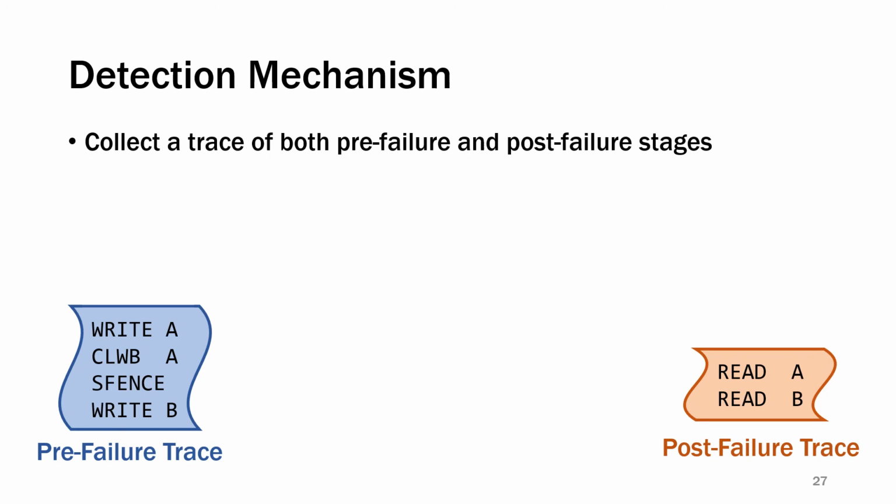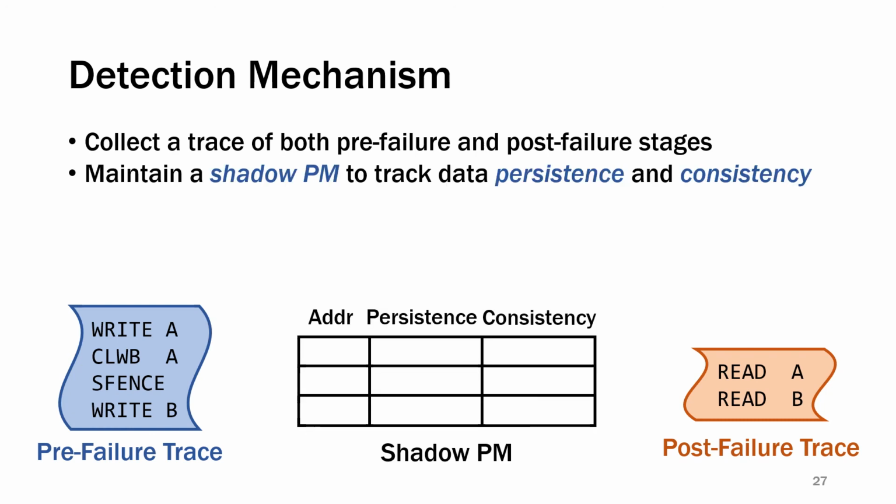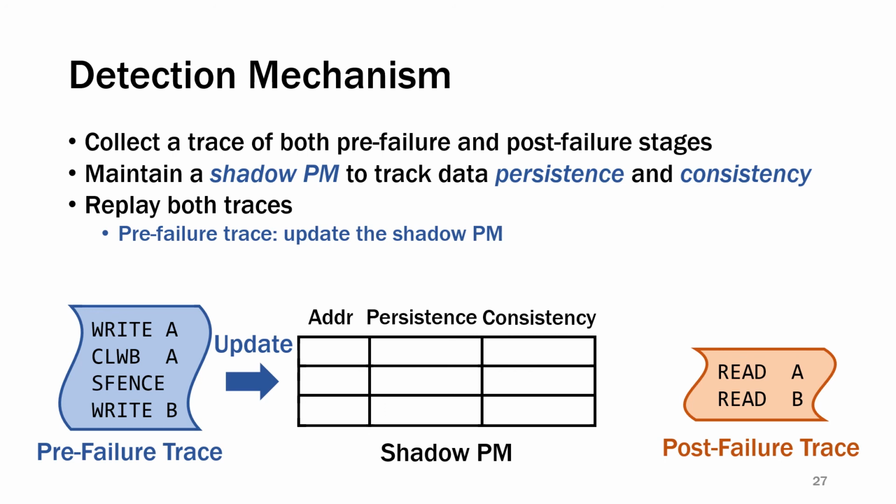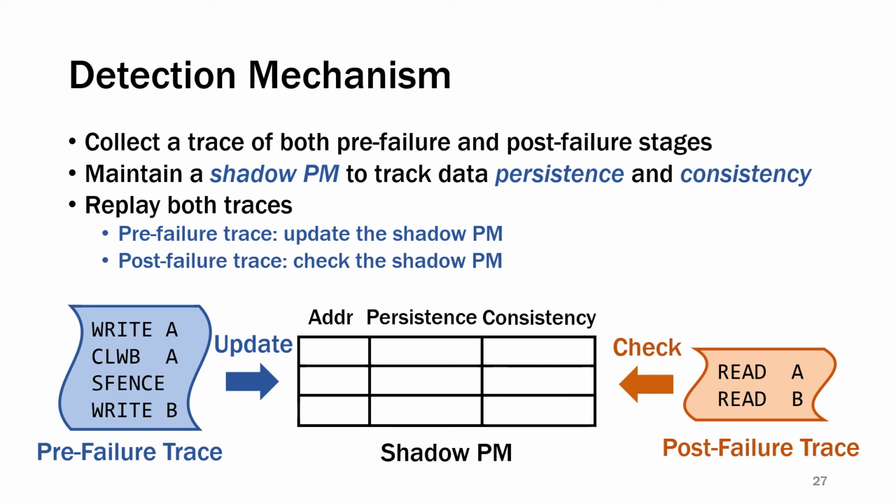With failure injected into the program at runtime, XFDetector collects a trace of both the pre-failure and post-failure stages. To determine whether data persistence and consistency are guaranteed, XFDetector maintains a shadow memory with a persistence and consistency field for each of the addresses. Then it replays both traces: the pre-failure trace to update the status, and then the post-failure trace to check whether there's any access that's reading from a non-persisted or non-consistent location.